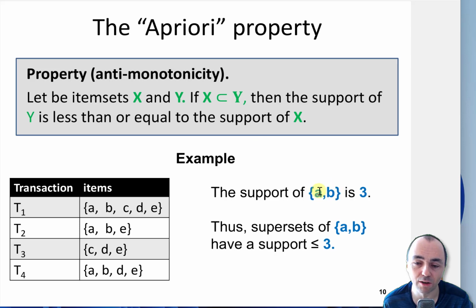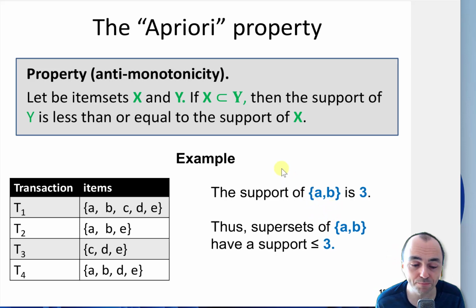So what does the property say? Let's say X is AB. If you have a superset of AB, Y, like ABC, ABC cannot appear more than 3 times. It can appear 3 times, 2 times, 1 time, or 0. This makes sense if you think about it, because if AB appears 3 times and you add something else like ABC or ABCD, it cannot appear more than AB, because AB is only 3 times. You cannot have ABC more than 3 times.